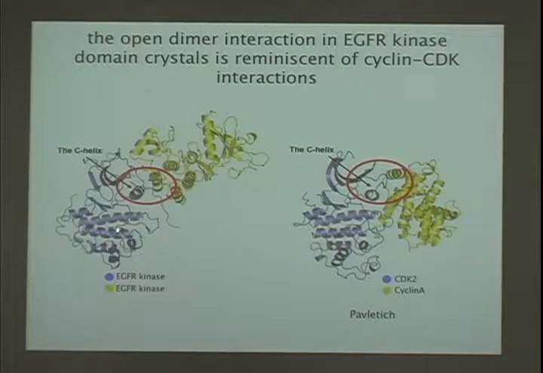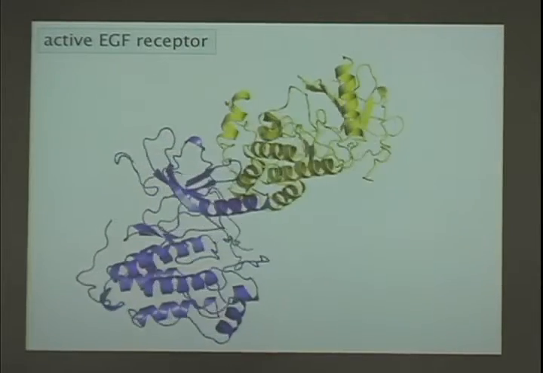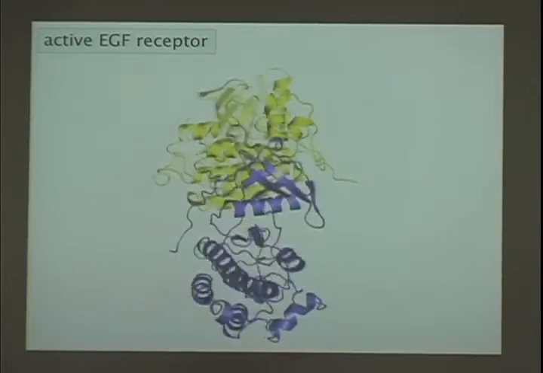And what happens is that in the crystals, we see a dimer of EGF receptors in which one EGF receptor molecule plays the role of a cyclin. And it doesn't look like a cyclin, but there are a number of analogies between the interaction between the yellow kinase domain, which we call the activator, and the blue kinase domain, which we call the receiver, whereby the receiver is switched on.